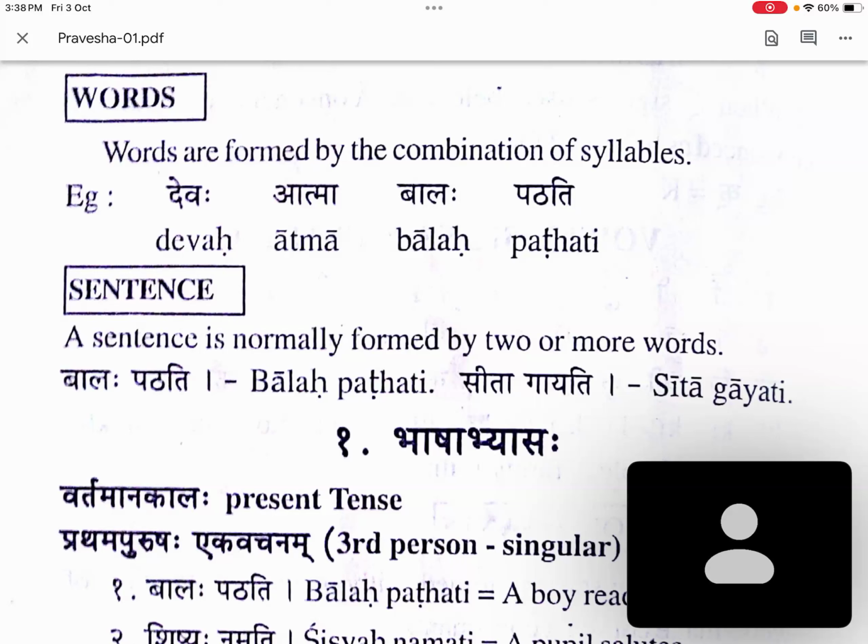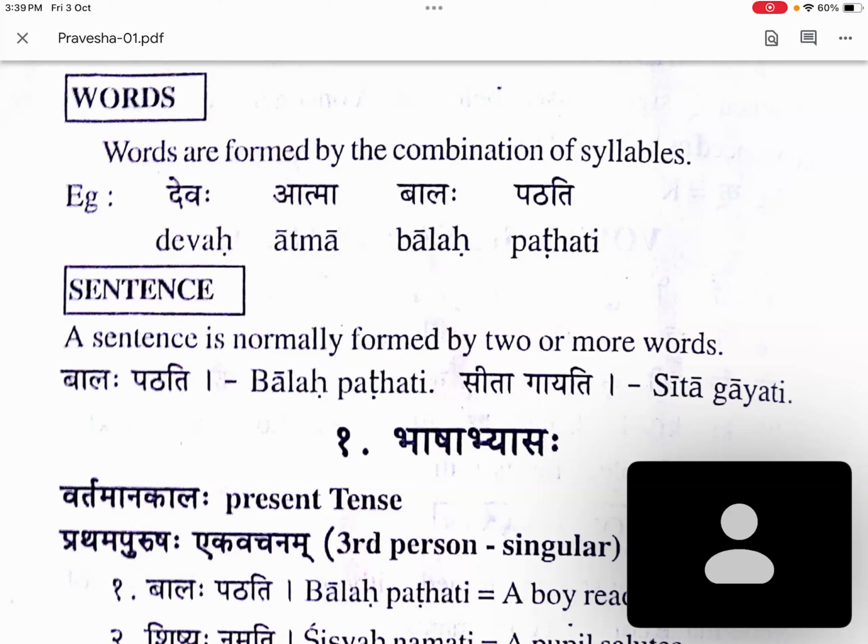Okay. Then the next one, pa, tha. Then ta is that. Before that, there is a line, so that is ti. So patati. Devaha, atma, balaha, patati. These are all only words, okay? Separate words. They have no meaning. That's not a sentence. If there is a sentence, there will be a full stop. This is only words. Devaha, God, is one word. Atma, we know Atma. Self, also Atma. Balaha, small child. Boy also we can say. Patati means reads. So that is different. The next sentence, see, they are all words. A sentence is normally formed by two or more words.